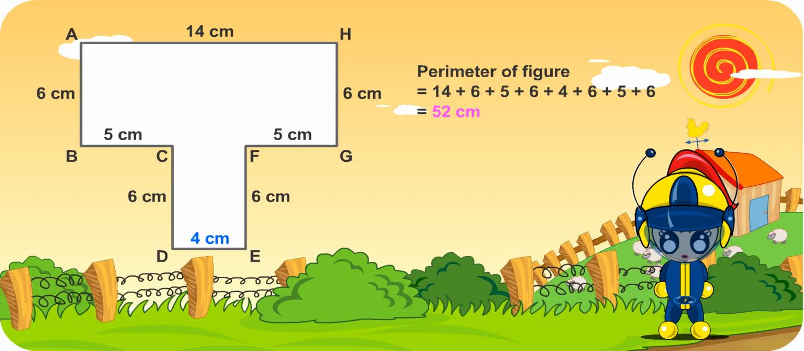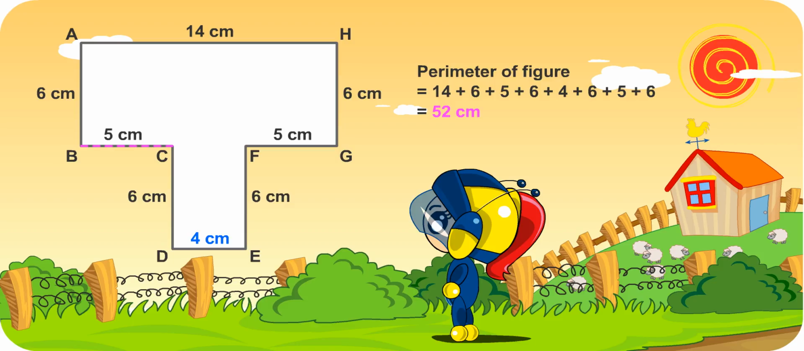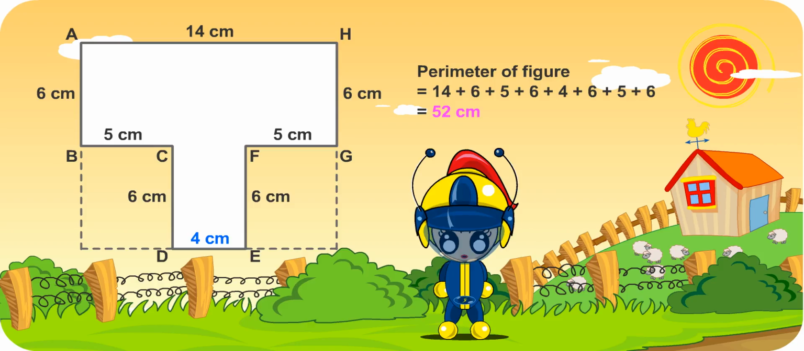Very good, Turbo Girl. But there is a simpler way to find its perimeter. We can move the sides BC and CD out like this, and similarly do the same for EF and FG. Thus, now we have a complete rectangle. The length of the rectangle is 14 centimeters and its breadth is 12 centimeters. Can you tell its perimeter from here?